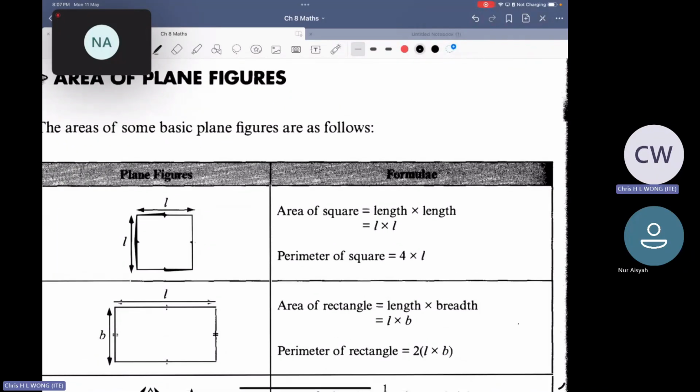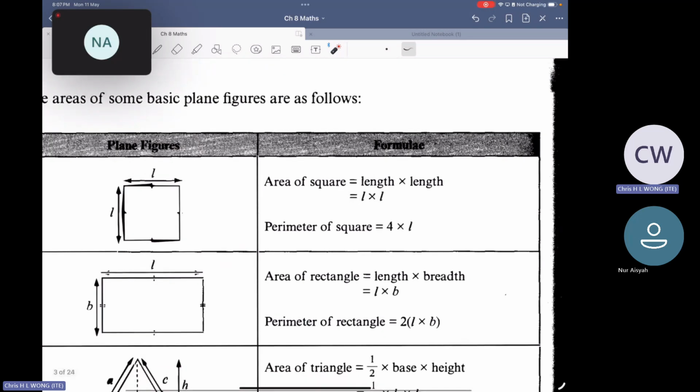Now, the formula for a plane figure, it can be a square, it can be a rectangle. The formula is the same. For area of a square, we say length times length. Why length times length? Because for a square, the length and the breadth are the same, isn't it? So they use length times length. But it's the same, right? But if I say area of a rectangle, length times breadth, yeah. Same, isn't it? Okay. So area is always length times breadth.